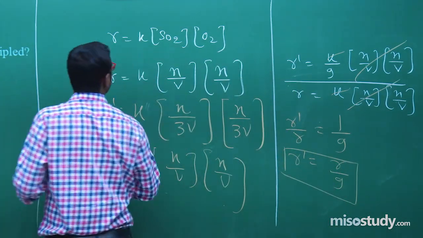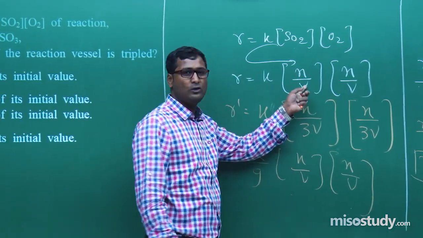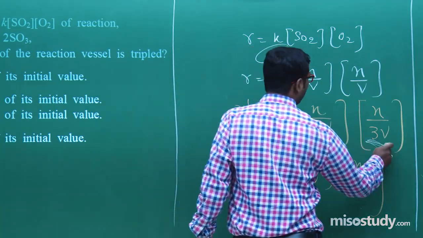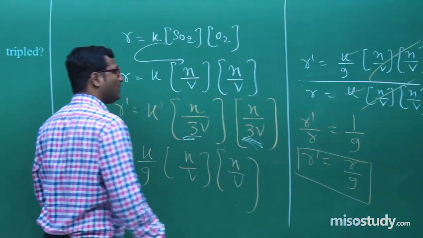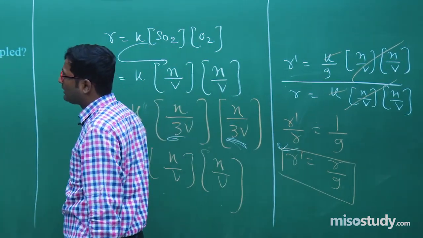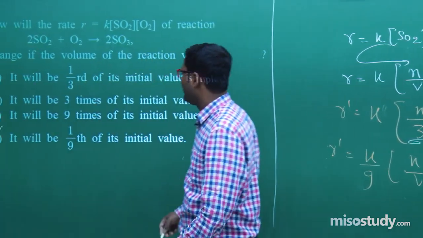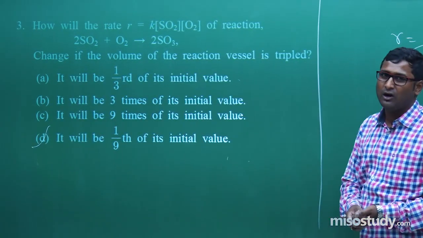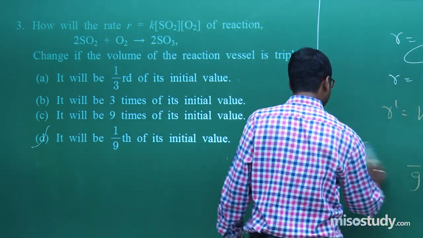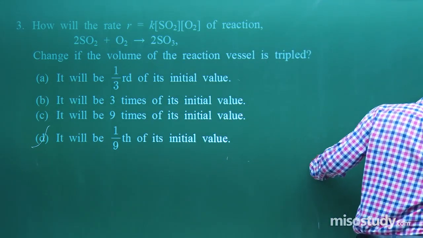Check it out, because we know this one is concentration. Concentration is number of moles upon volume of solution in liters. Here the volume is multiplied by 3. So R dash upon R is equal to 1 upon 9, R dash is equal to R upon 9. So for question number 3, D is the correct option. It will be 1 upon 9th of its initial value. Clear? Now friends, I am going to rub this part and we'll discuss the next one. Wait for a moment.